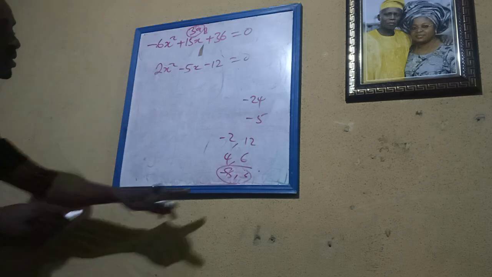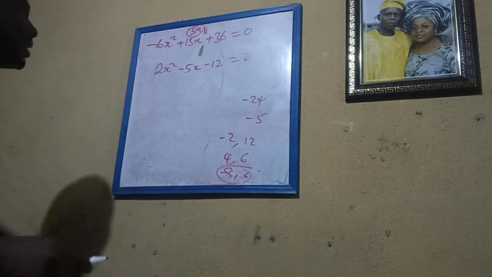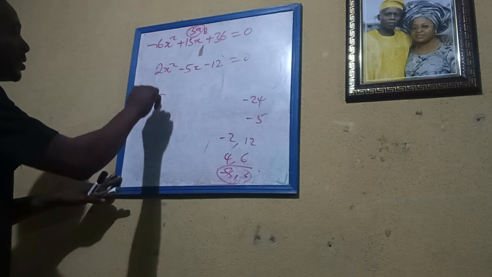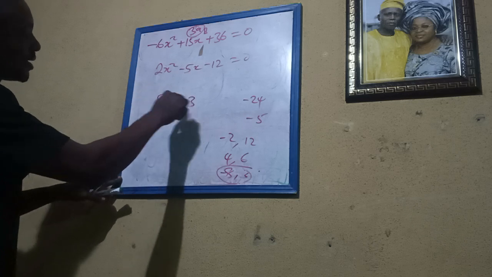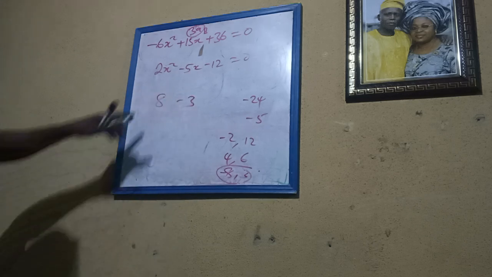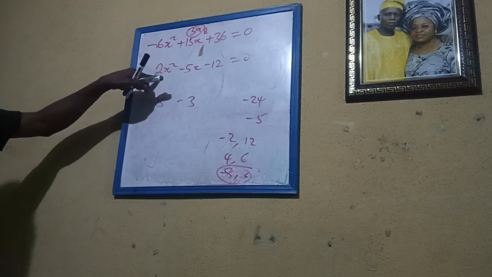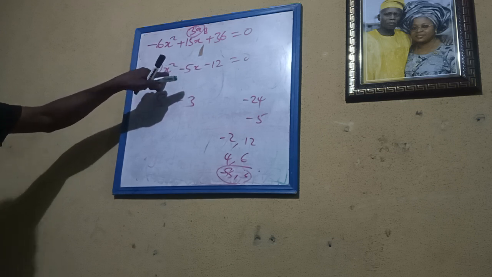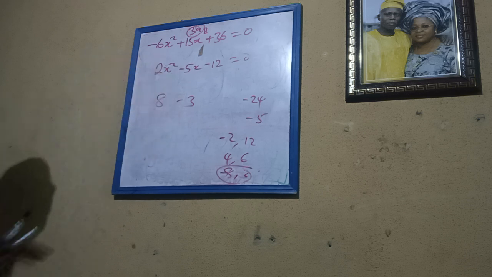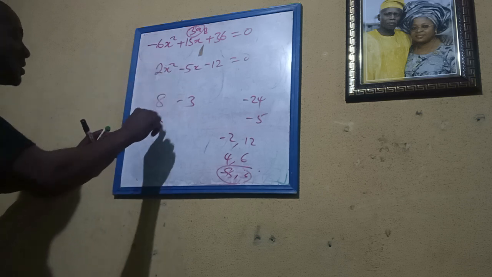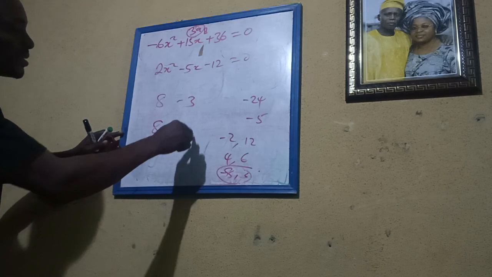So then if I've gotten the factors, I change the sign. Then my final answer is going to be what? 8 and minus 3. Is that my final final? No. Why? Because the coefficient of the x raised to power 2 is greater than 1. Then I divide my answer by the coefficient. Then it means I'm going to say 8 divided by 2, which means my answer is 4.